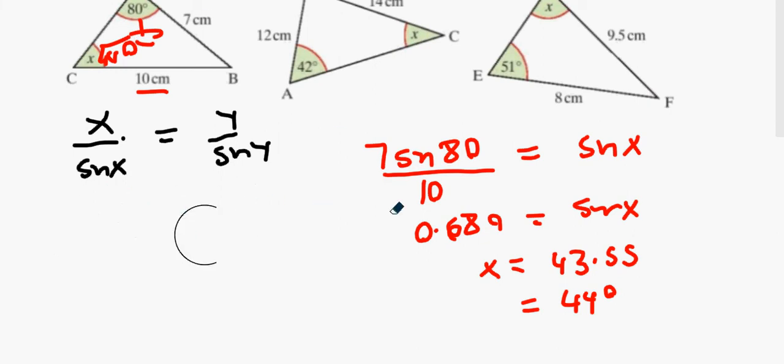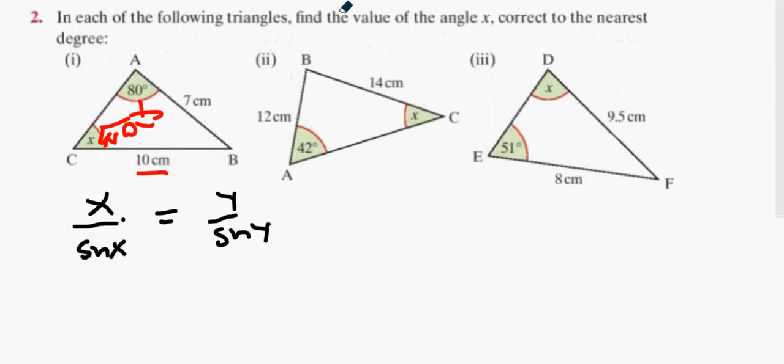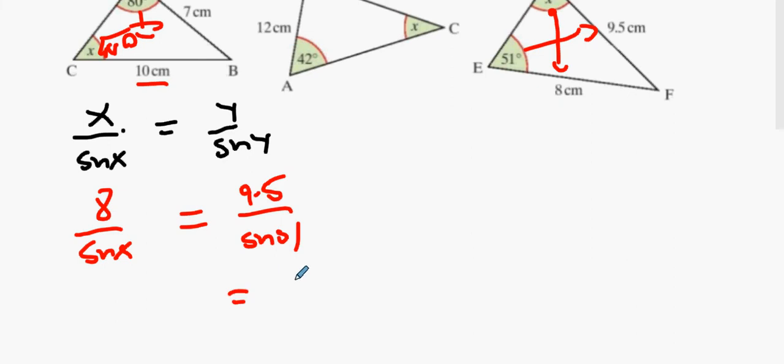Alright, next thing, I'm going to do part 3 here as well. Okay, it's the exact same job. X looks at 8, so it's going to be 8 over sine X. And then 51 looks at 9.5. Bring up the sine X, so you get 9.5. And then you get sine X, and that will equal 8 sine 51.